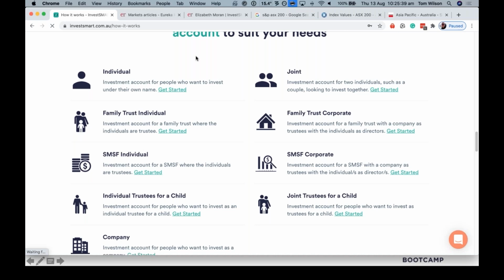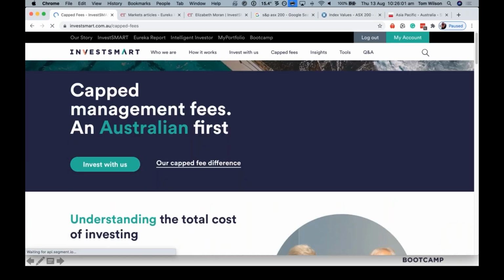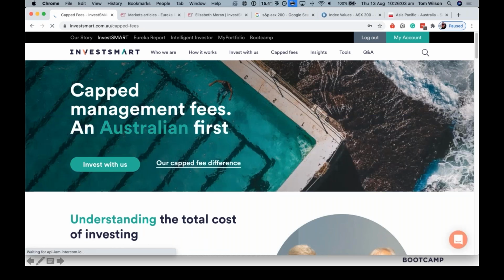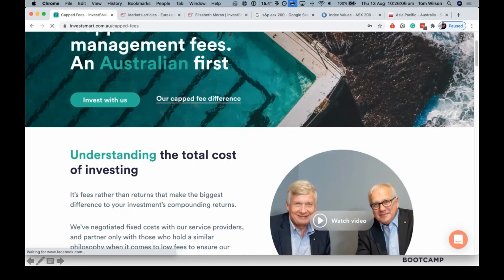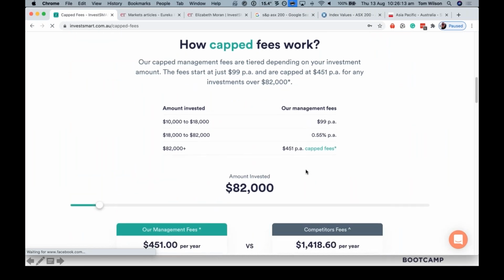The thing about the InvestSMART portfolios is that we cap our fees. It starts at $99 per year to manage it, but as soon as you go over $82,000 in terms of your investment size, you'll only pay $451 per year. So that's one of the things that we do. But in your research, you should always look at whatever you're going to invest in, what are the fees? We're pretty confident that this is an industry first. So we do say definitely compare other investments to this, but fees are very important. Obviously returns are as well, and risk. So have a look at that before making any kind of decision.